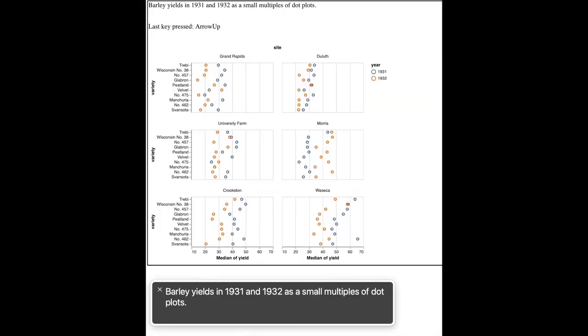Barley yields in 1931 and 1932 as a small multiples of dot plots. Okay, so this is our root node, and it tells me a small alt text of what the scatter plot is all about. And it also tells me that I have multiple subcharts in this plot. So I'm going to use the down arrow key to go one level down in the tree structure.